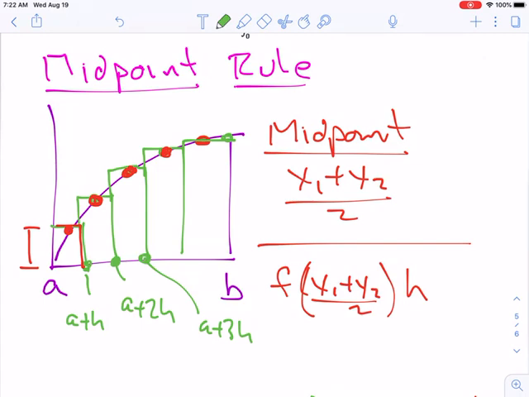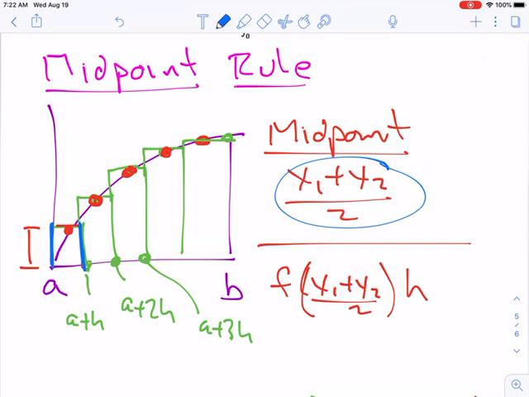Well, how do we find the midpoint? Well, the midpoint formula is an average. It's the average of the left endpoint and the right endpoint. So here is the left side of this first rectangle, and here is the right side of the rectangle. The midpoint is the average of those two points, right? And so that's what this formula is. x1 plus x2 divided by 2. That's how you find an average. You add two things together and you divide by 2.